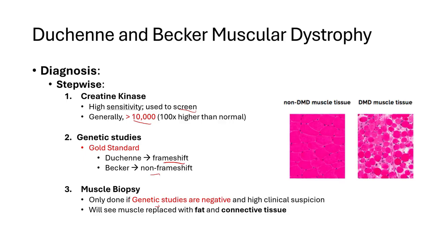Thus, muscle biopsy is only done if the genetic studies are negative and we have a high clinical suspicion. And what we will see is a replacement of this muscle with fat and connective tissue. So here we have a normal muscle. And on this right side, where we have Duchenne's muscular dystrophy, we see all these circles here are muscle fibers, but we see a lot of white between them. And that white is fat or even connective tissue, which is what is going on in these pathologies, which causes calf pseudohypertrophy and all the other complications that we are going to talk about.